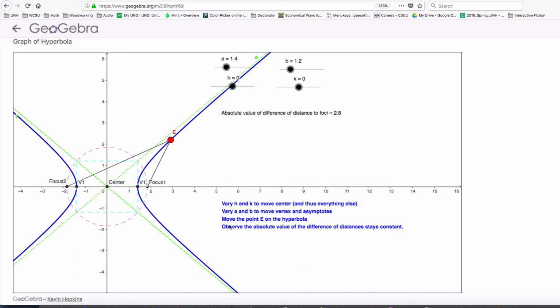So that's kind of what I wanted to show you with the dynamic thing. You can go to this website and play around with it if you want to understand it a little bit better.